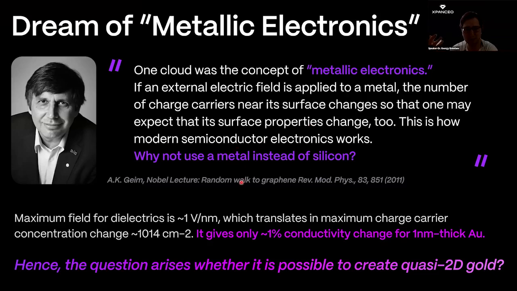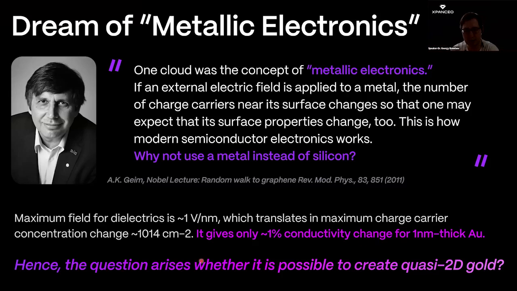In the same lecture, he answers that with standard materials like gold, it's very difficult, because the maximum field for a dielectric is around 1 V per nanometer, which translates into a maximum charge carrier concentration change of around 10^14 cm^-2. It gives only around 1% conductivity change for 1 nanometer thick gold. So basically, we need to go really atomically thin to get these effects.